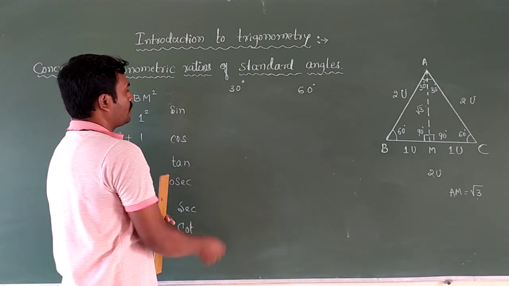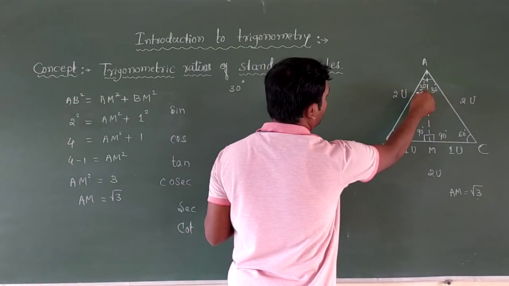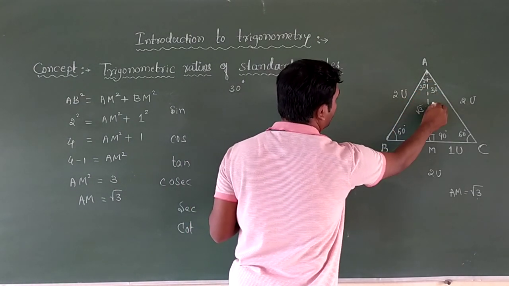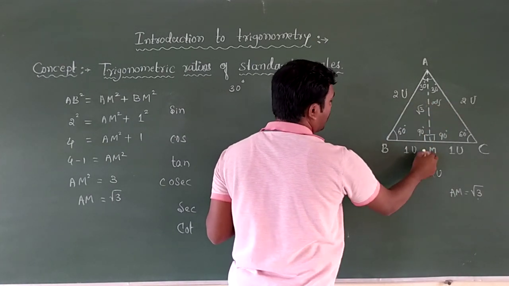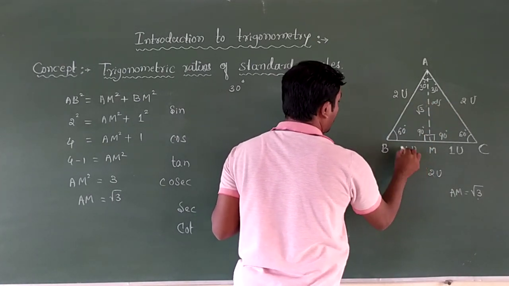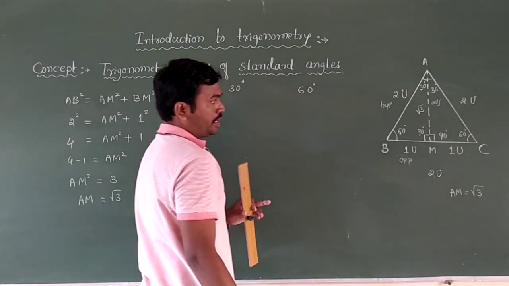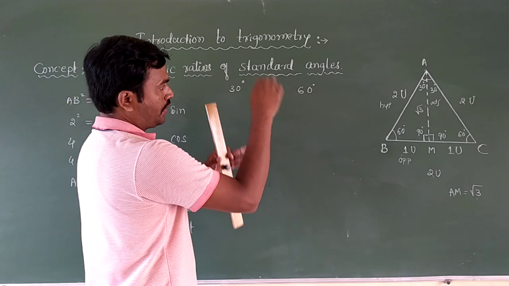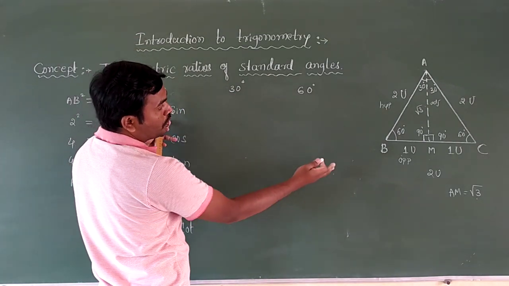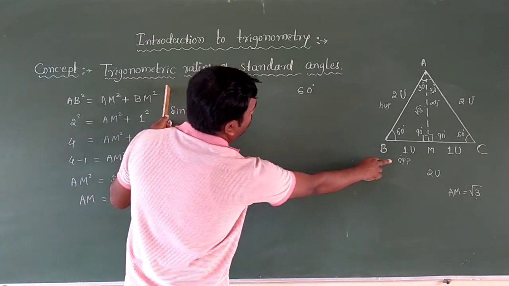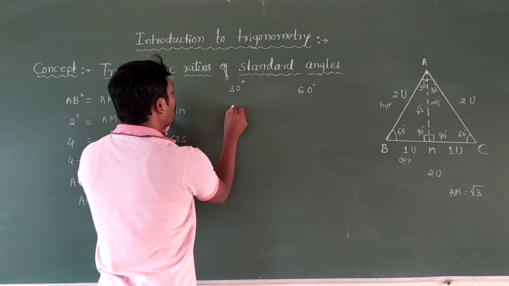Let us write the first one, sin 30 degree. Sin 30 degree means what? This is the 30 degree, so AM is the adjacent side, BM is the opposite side and AB is the hypotenuse. Sin 30 is opposite by hypotenuse. Opposite is 1 unit, hypotenuse is 2. So, sin 30 is 1 by 2.